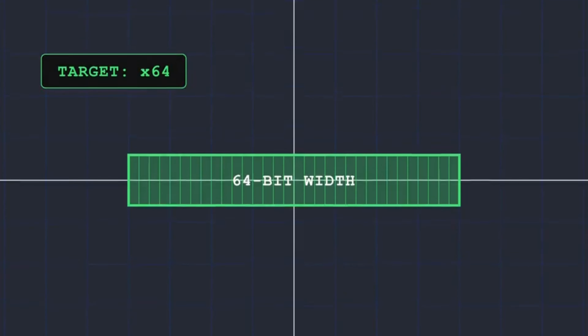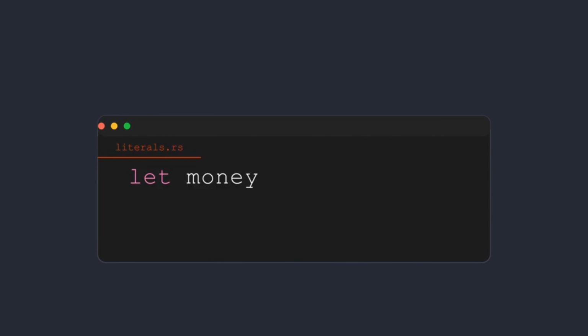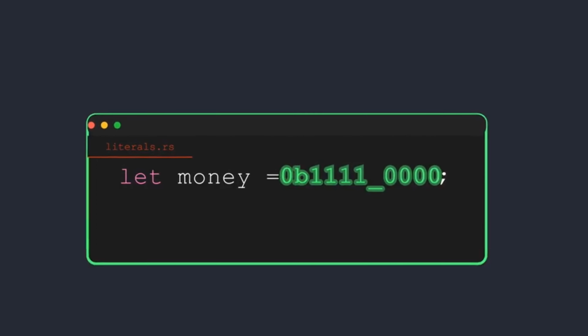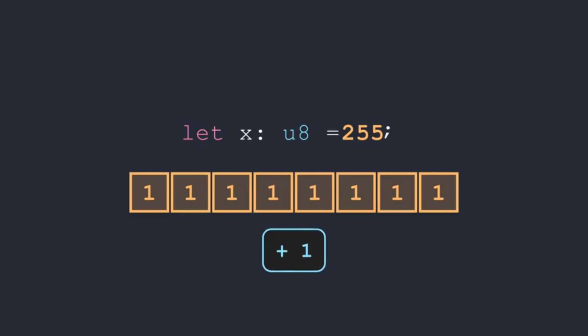Hardcoding massive values? Rust protects your sanity. Inject underscores to separate digits. The compiler shreds them. Or write straight to the metal: hex, octal, or binary. The bits never change. But what happens when you push a variable past its physical limits?